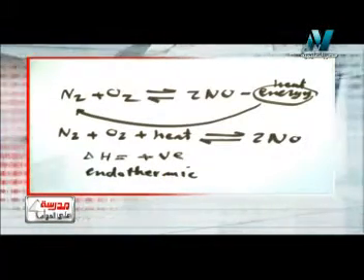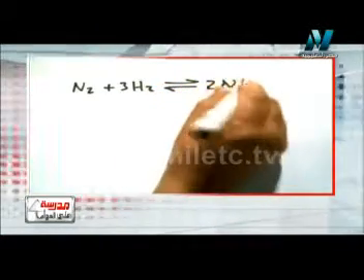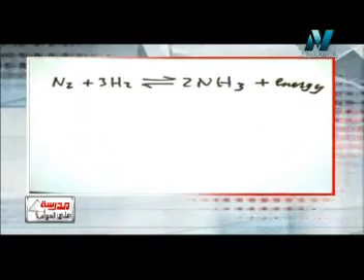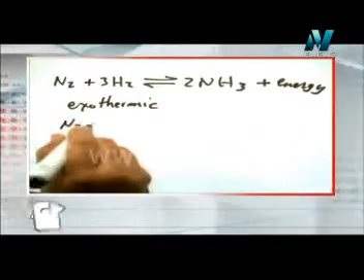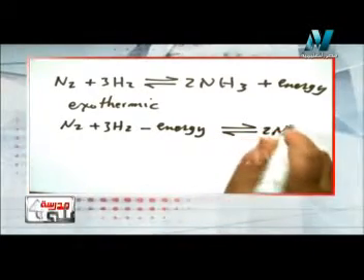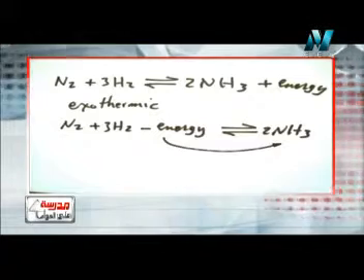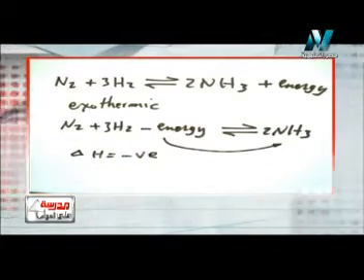By the way, exothermic is the opposite of this. If it writes the reaction as follows: N2 plus 3H2 gives 2NH3 plus energy, this will be exothermic. Exothermic can also be written as follows: N2 plus 3H2, negative energy, gives 2NH3. Negative energy on this side becomes positive energy on the other side. It is also exothermic. In exothermic, the energy is with the products, or delta H will be a negative value.